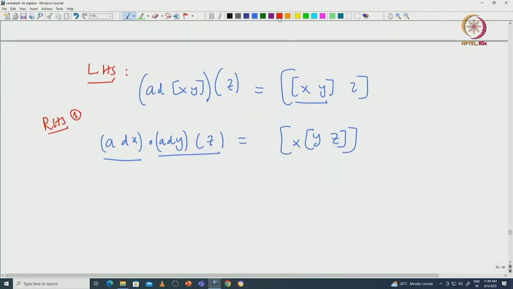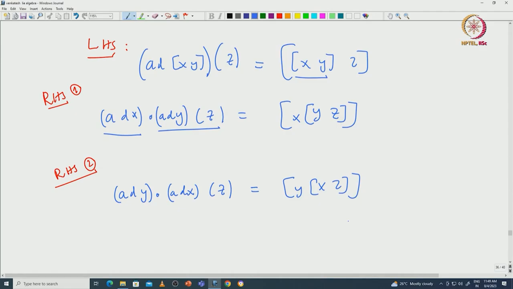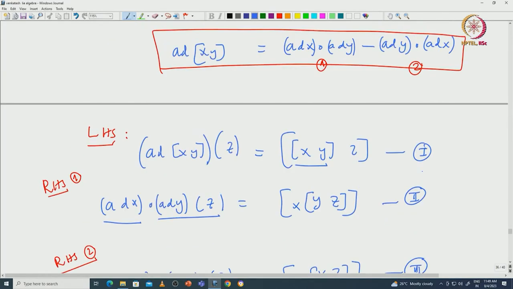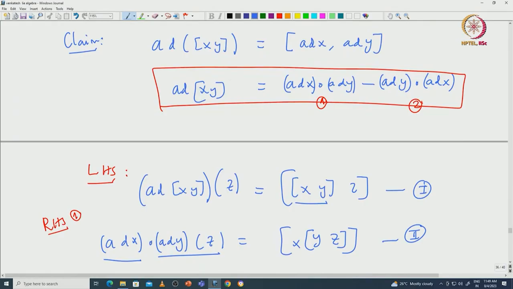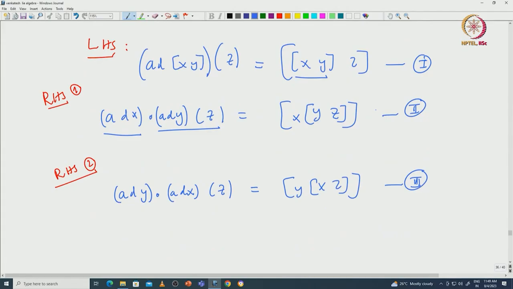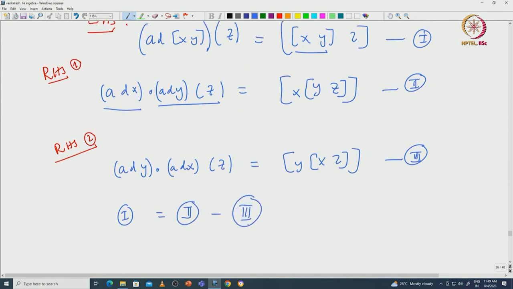Similarly, right hand side 2 is nothing but ad y composition ad x on z. That is nothing but first apply x on z, then apply y. So then what do we need to do? If we call this 1, this 2, this 3, then we have to prove that 1 is equal to 2 minus 3.